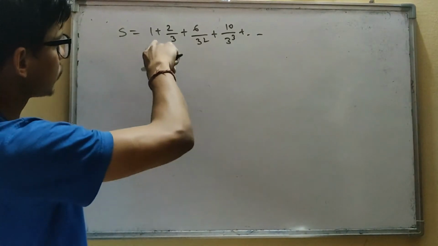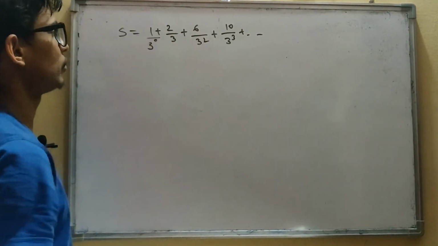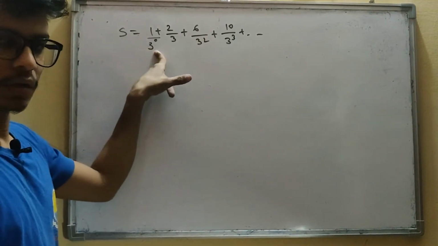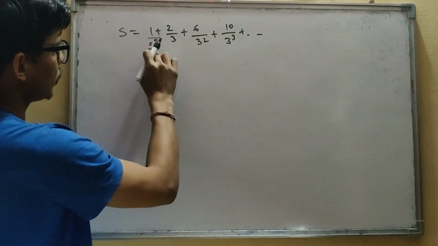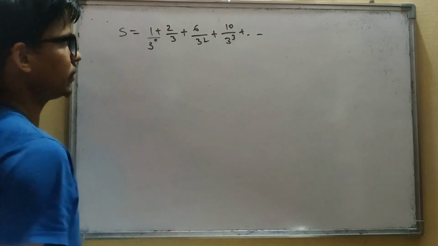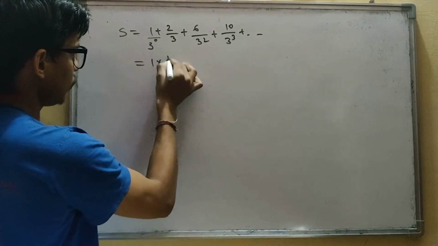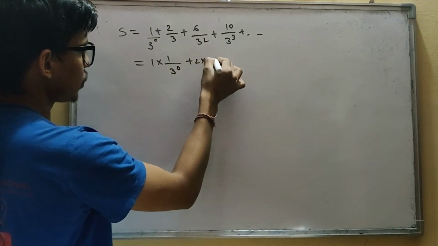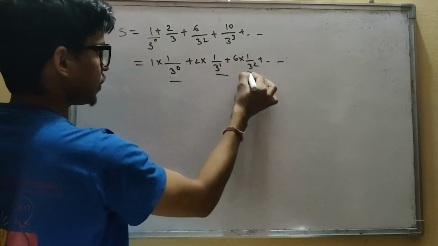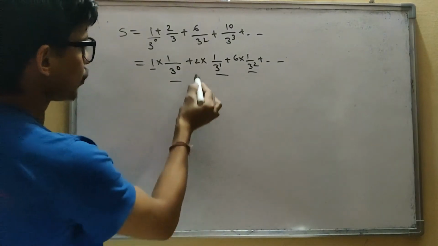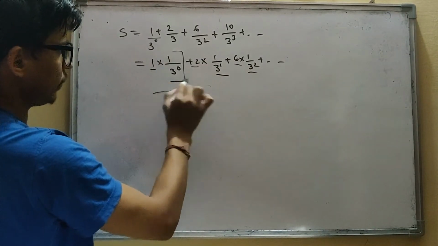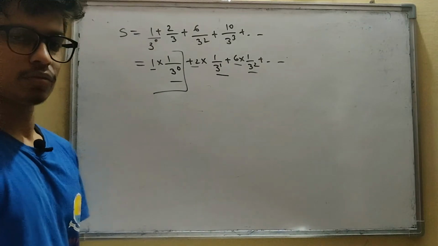So how will you know about it? This is like 1 upon 3 to the power 0. So S is going to be, these denominators are in GP: 1 into 1 upon 3 to the power 0, plus 2 into 1 upon 3, plus 6 into 1 upon 3 square, and so on. So these are in GP, and these are 2, 6 and 10. Let's exclude the first term for some time, and this term goes into GP, right?